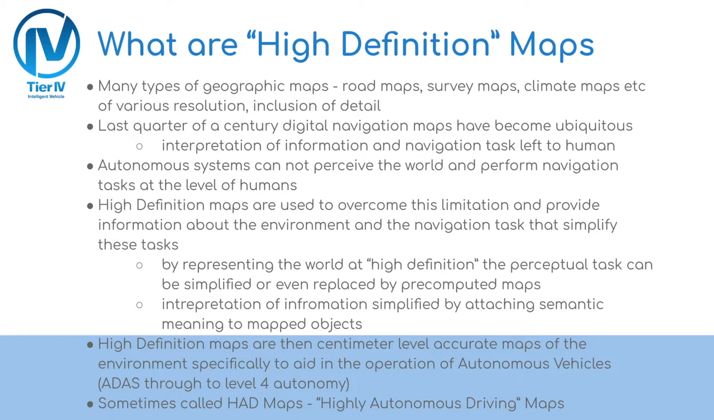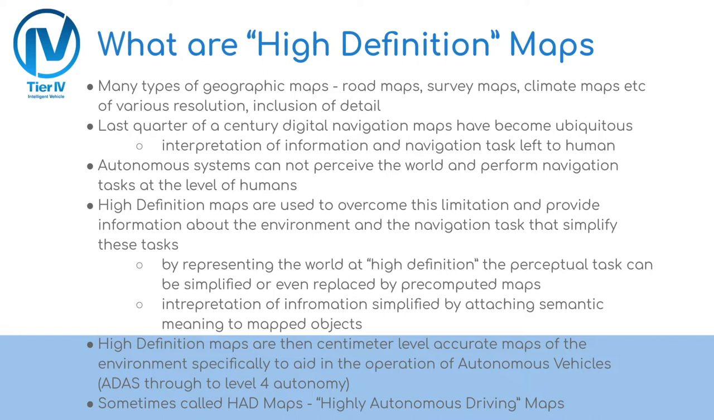At the same time, in the last quarter of a century, digital navigation maps have become ubiquitous, whether they are on mobile phones, computers, or car navigation systems. These maps, while including navigation information, leave the interpretation and execution of the navigation task, particularly the perception task, to human users. However, it is precisely the interpretation of such information and the perception of the environment that are the biggest challenges in current autonomous vehicle systems and AI in general.